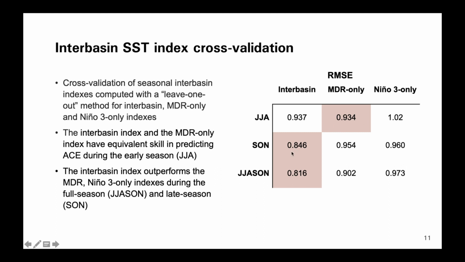But the interbasin index has better performance in describing ACE outcomes during SON than an index containing either just the MDR SST anomalies or the Nino 3 SST anomalies. And parenthetically, this is also true for the entire hurricane season, JJASON. So this exercise just again suggests that the impact of remote Nino 3 SST anomalies on Atlantic tropical cyclone activity is quite minimal in the early season, yet becomes influential later in the late season.